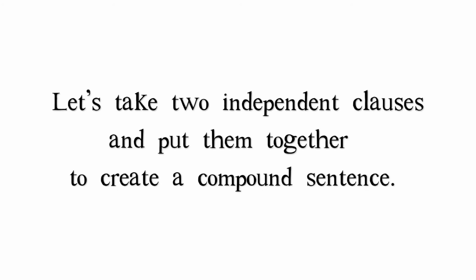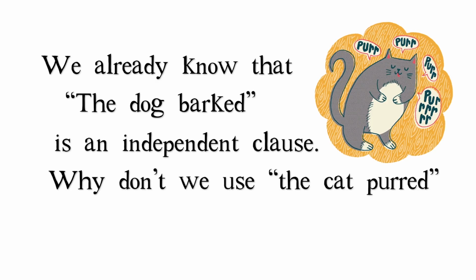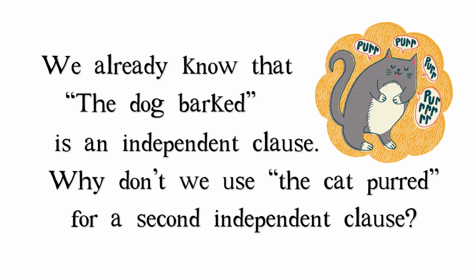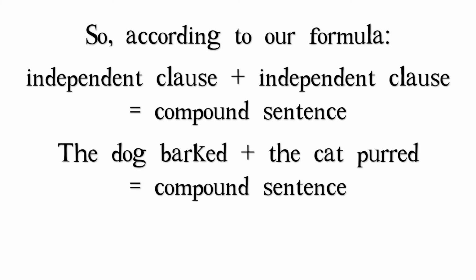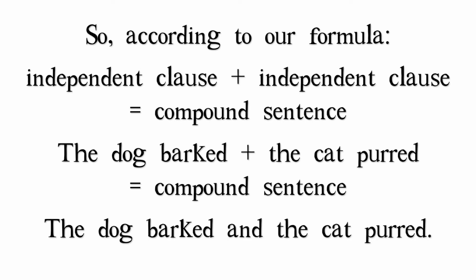Let's take 2 independent clauses and put them together to create a compound sentence. We already know that the dog barked is an independent clause. Why don't we use the cat purred for a second independent clause? So, according to our formula, independent clause plus independent clause equals compound sentence. The dog barked plus the cat purred equals a compound sentence. Let's write it out. The dog barked and the cat purred. There's our compound sentence.